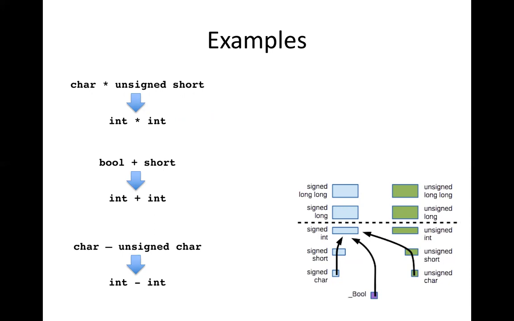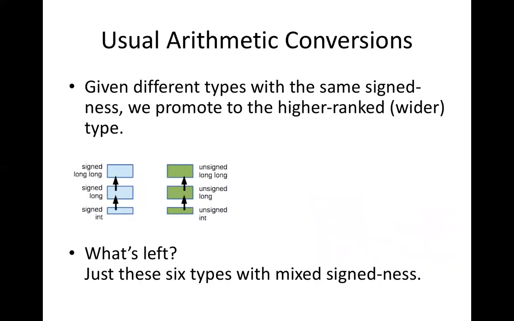Questions before we move on? All right, we're getting through our rules. And as we do, our type chart gets simpler, because now we know everything that happens if one of the operands is from up at the top, and we know what happens if, at least, both of the operands are from down at the bottom. So now all we have are these middle 6 types.